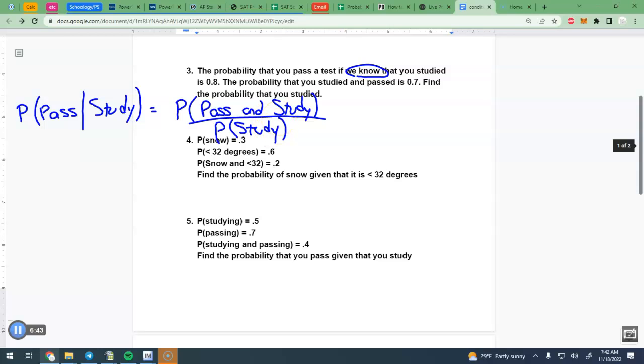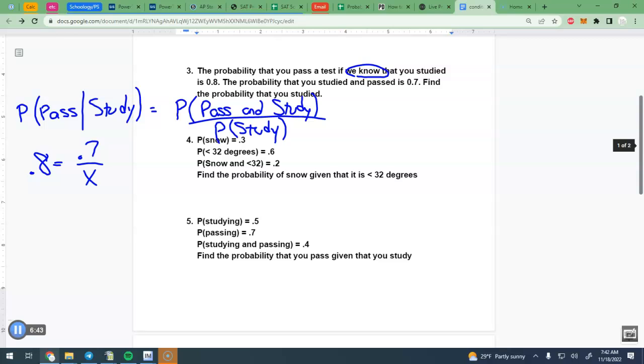So this is like an equation that I have to work on both sides. So what's the probability that I pass given that I study? It's 0.8. You're not having to find that this time. They're telling you that piece of it. So this part's 0.8. And then the probability of both that you studied and passed is 0.7. The probability of study is what I'm looking for. So that's like my x.